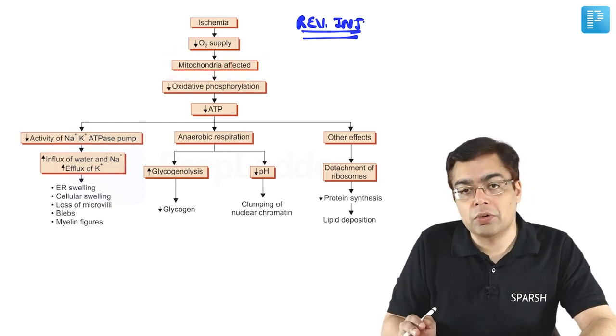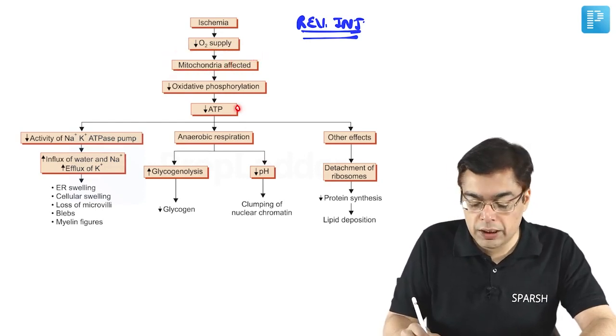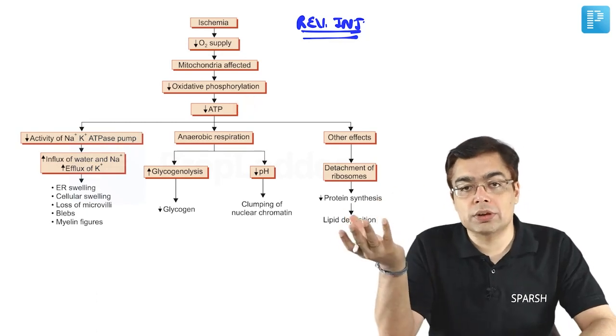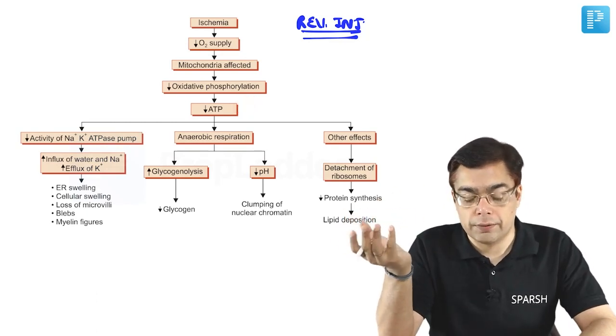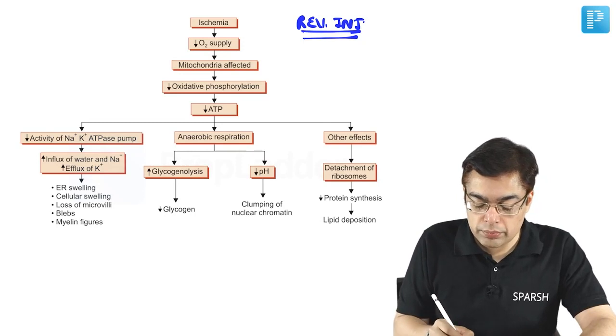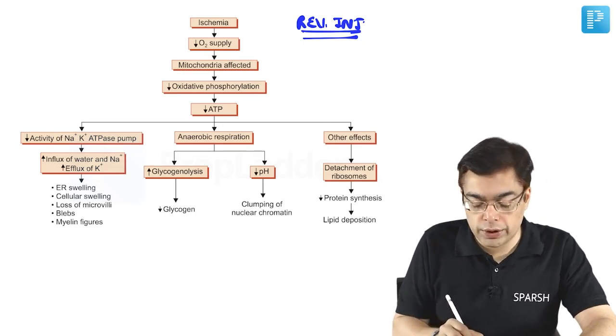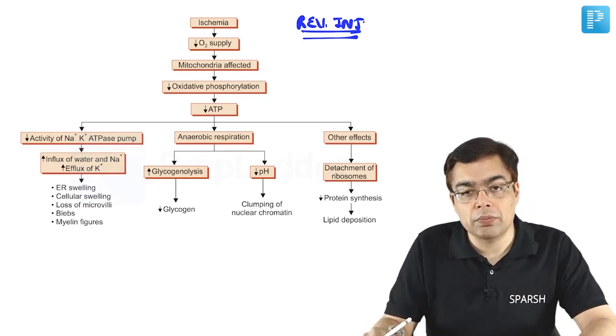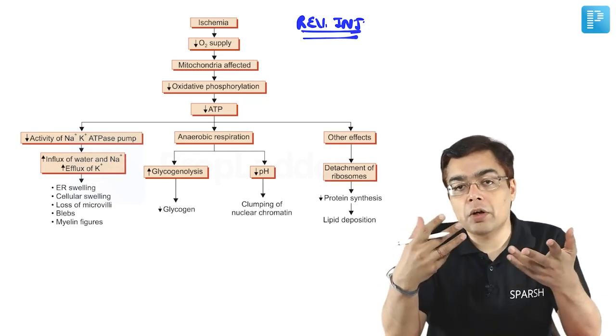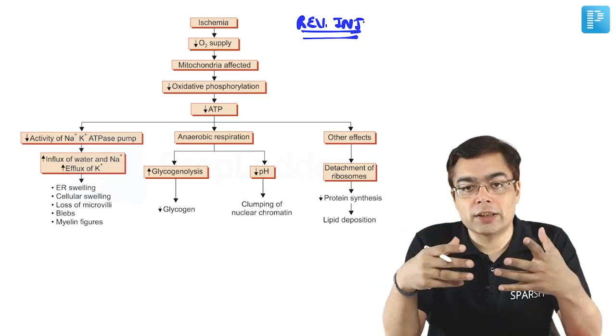Because of involvement of mitochondria, there is going to be reduced formation of ATP, so all the energy dependent processes in the cell are likely to get affected. Now, so far as involvement of the cell membrane is concerned, that is going to be associated with reduced activity of the sodium potassium ATPase pump. So there is going to be more entry of sodium inside the cell. The sodium attracts more water.